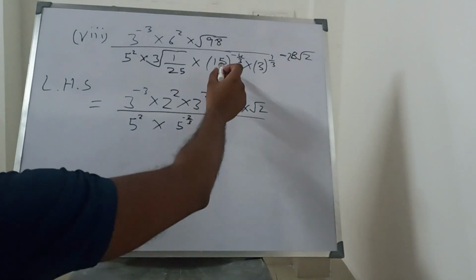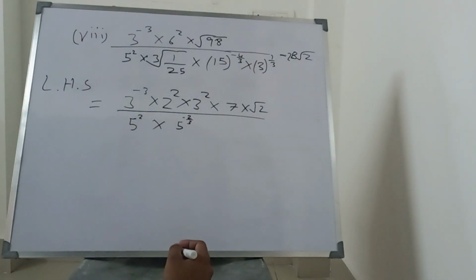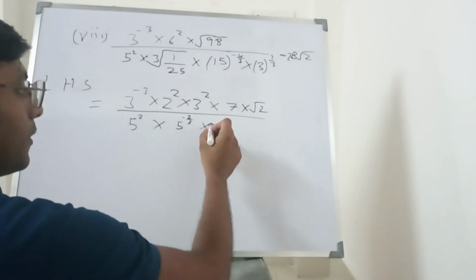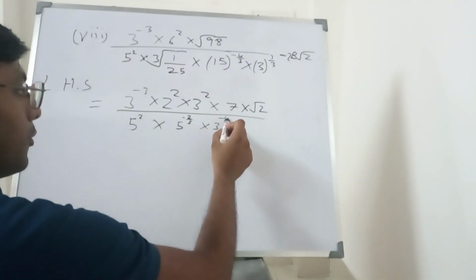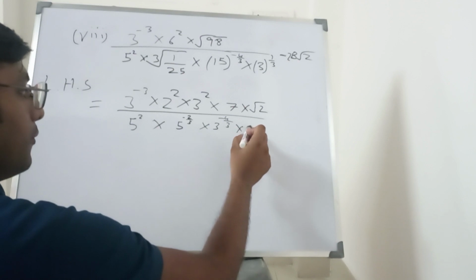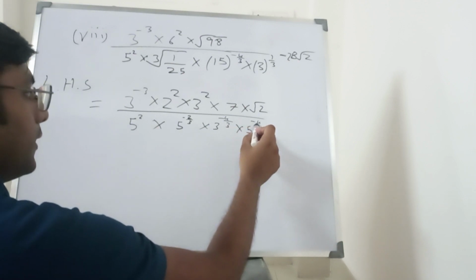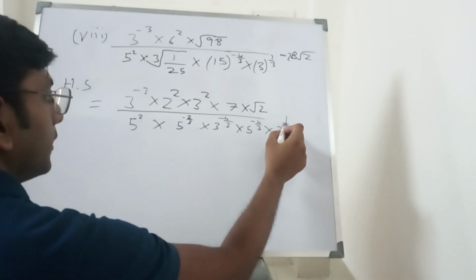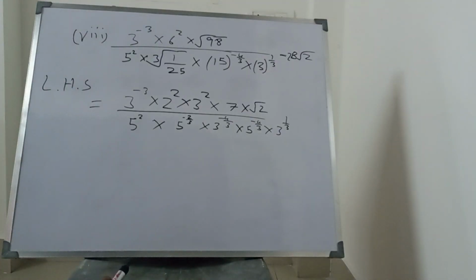So again, this 15 raised to the power 4 by 3. So 15 is nothing but 3 into 5. So 3 raised to the power 4 by 3 into 5 to the power 4 by 3 into 3 to the power 1 by 3. So this is what we are coming up with.